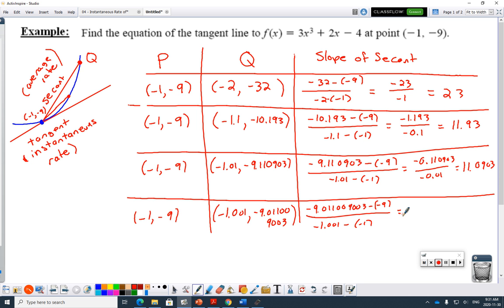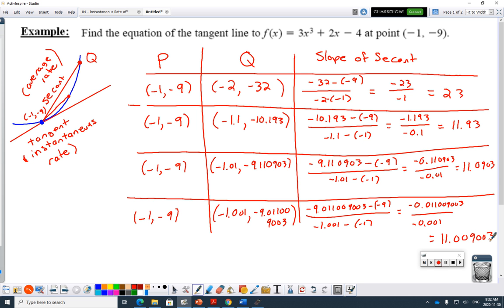I get on the top there negative 9.011009003, subtract negative 9, negative 0.011009003 over, and I get for this one 11.009003.